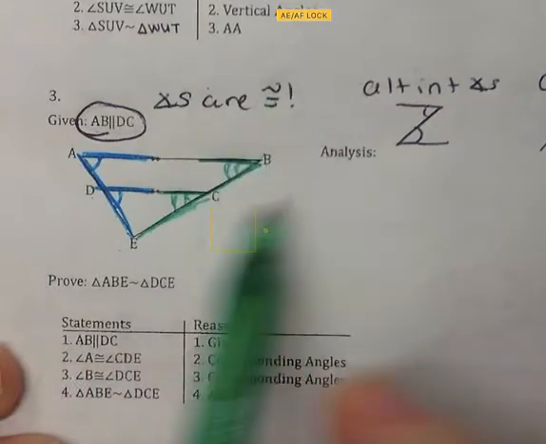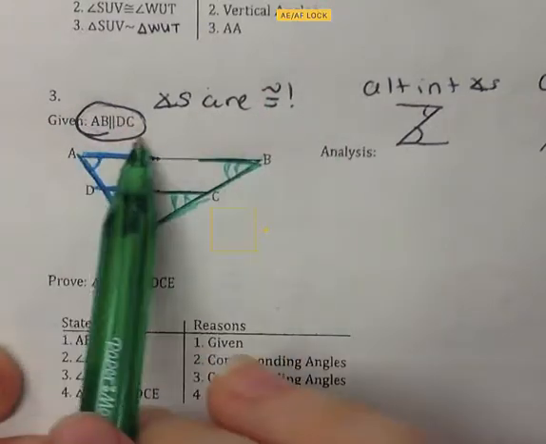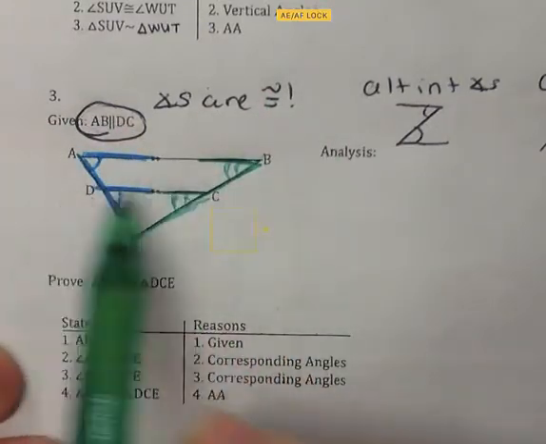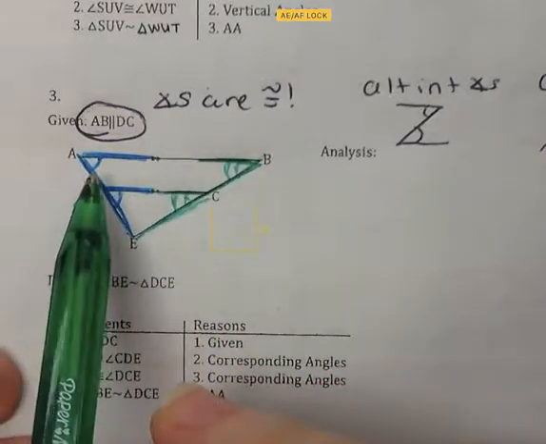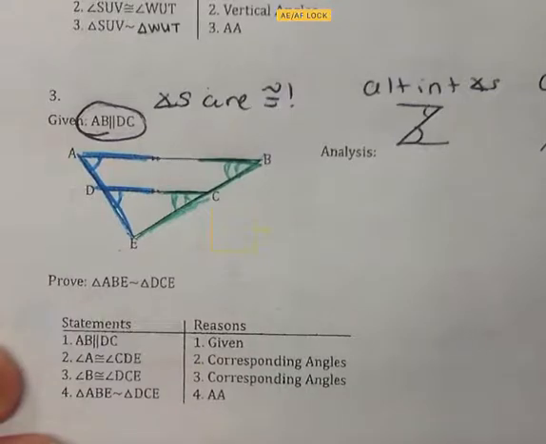There are no fractions in our given, and we have no side lengths. Therefore, we cannot say anything about proportional. We cannot do side, side, side, or side, angle, side. We have to use angle, angle.